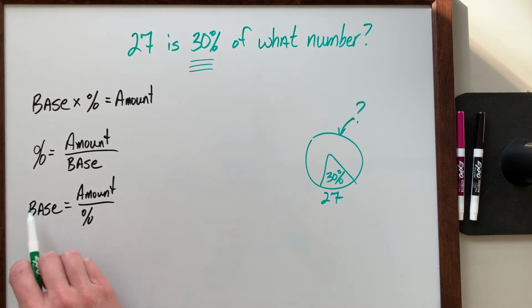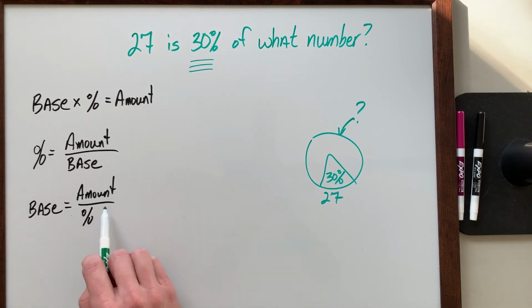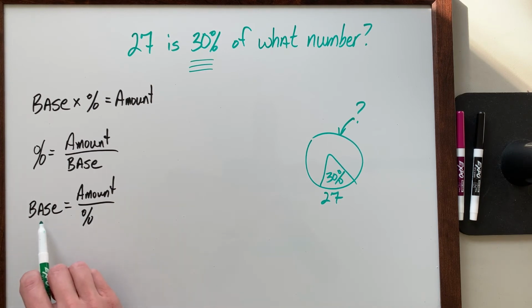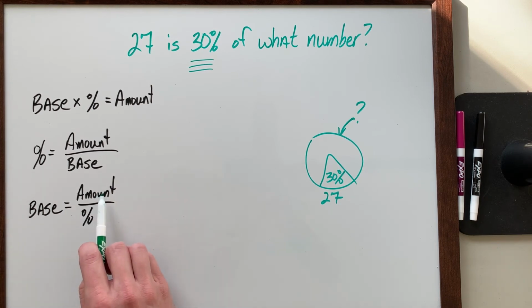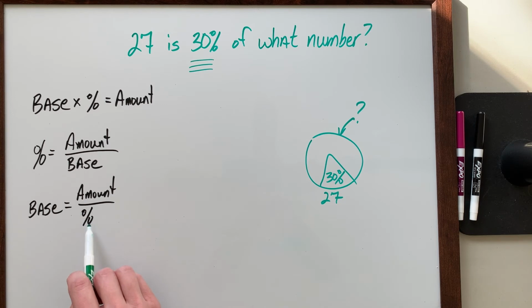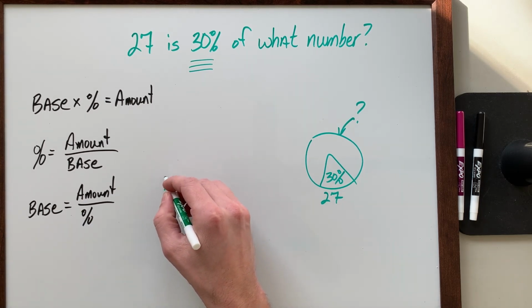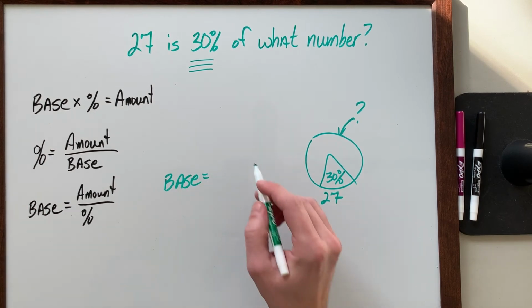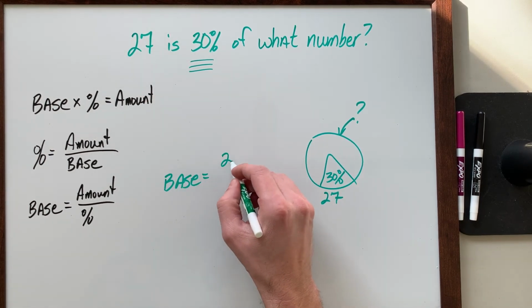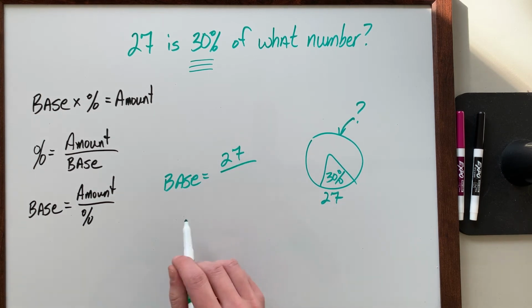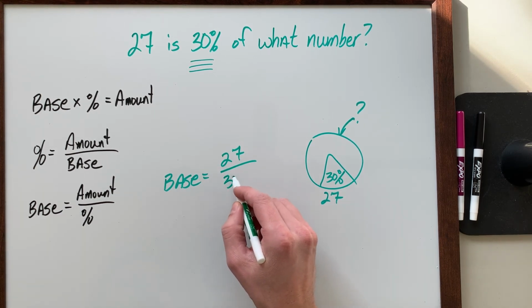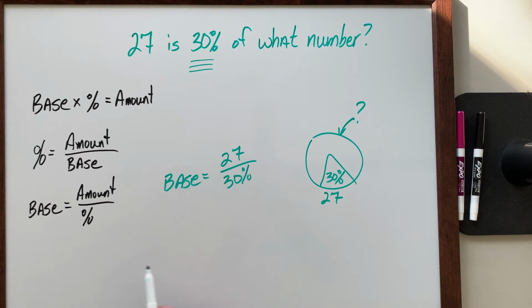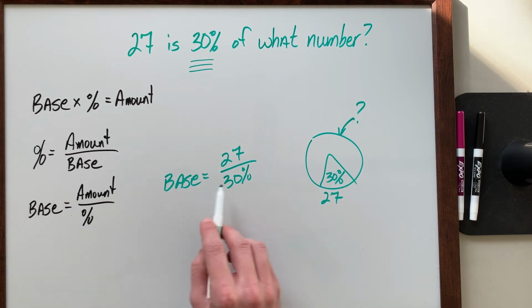So let's go ahead and use this third variation. It's all the same relationship written in a different form, but what we want to do is use this one because we know the amount and the percentage, and we want to calculate the base, okay? So our base, what we're trying to figure out, is going to be equal to the amount, which we know is 27, divided by the percentage. Now I'm going to write it as 30% so that you can see how these correspond to each other.